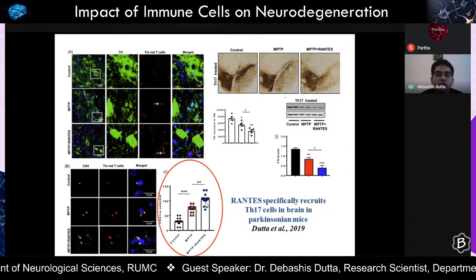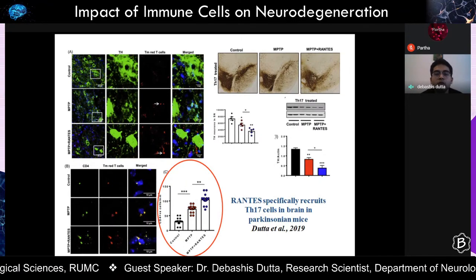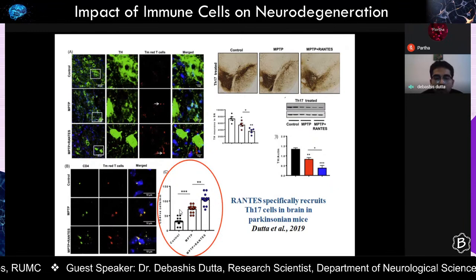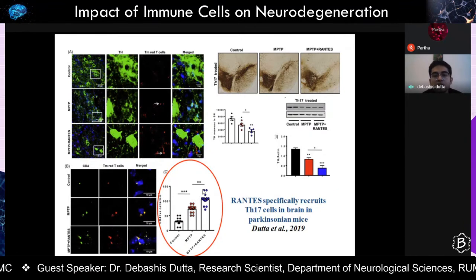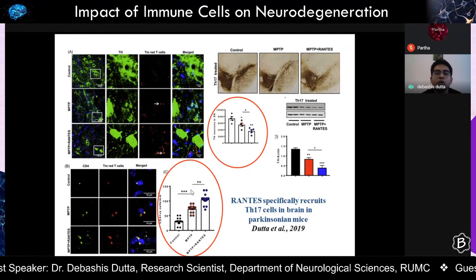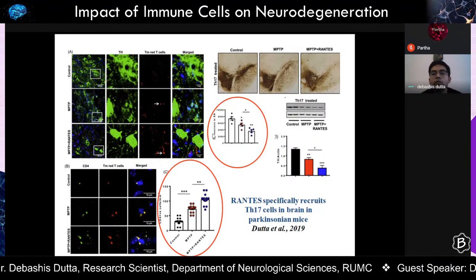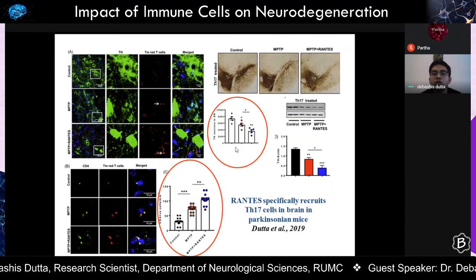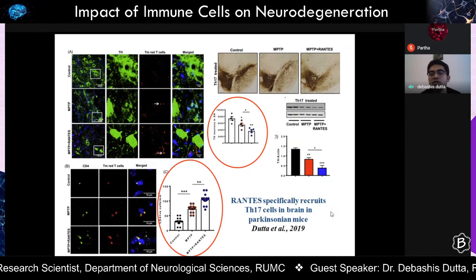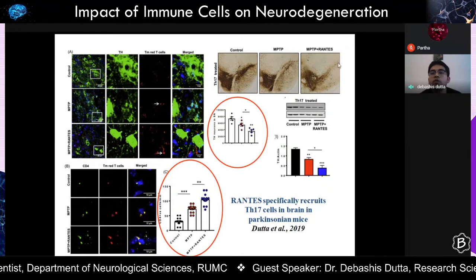And therefore, the number of CD4 positive T cells within the brain also increased in mice receiving both MPTP as well as RANTES compared to only MPTP treated animals. This higher number of T cells in these mice also negatively correlated with the loss of TH neurons. So the more T cells, Th17 cells, within the brain, the fewer dopaminergic neurons we found in the Niagara, which firmly confirms that RANTES specifically recruits Th17 cells in the brain in the Parkinsonian mice, and that results in progressive loss of the neurons in the Niagara.